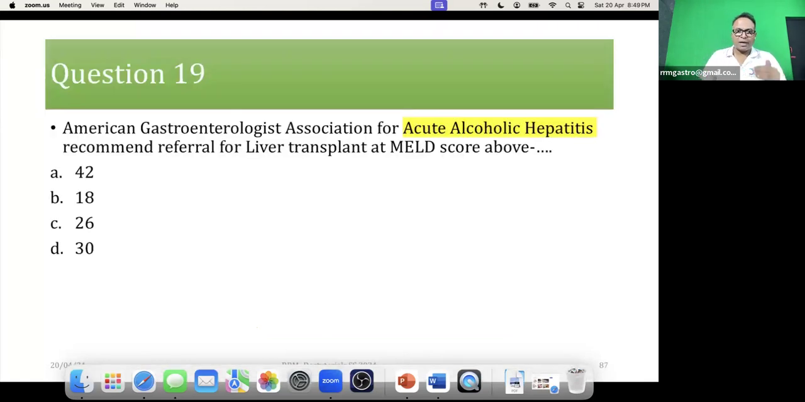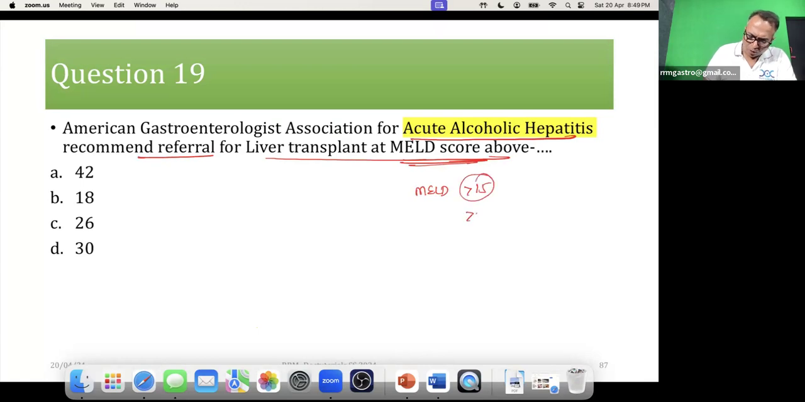The American Gastroenterological Association, for acute alcoholic hepatitis, recommends liver transplant at a MELD score above... So a MELD score above 15 is put on the waiting list, but above 26 only will be transplanted in acute alcoholic liver disease. Okay, above 26.